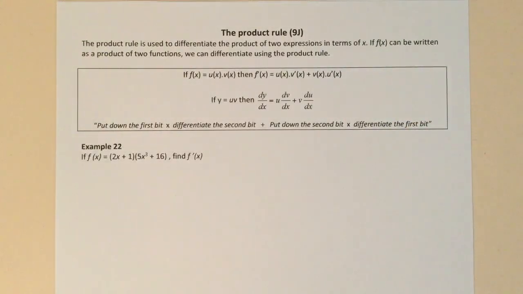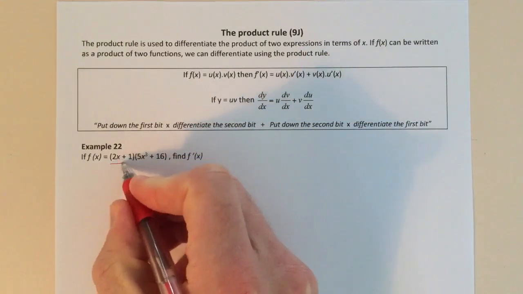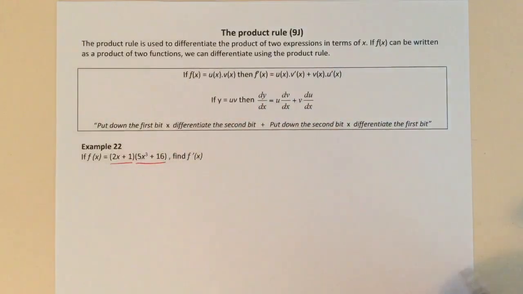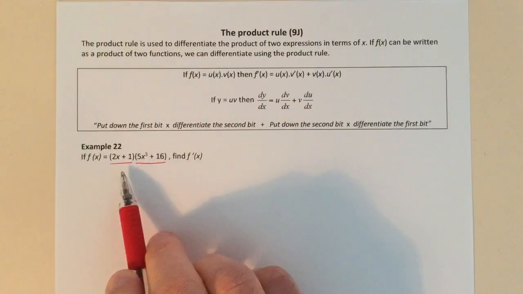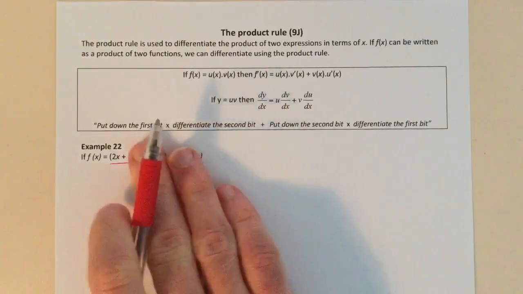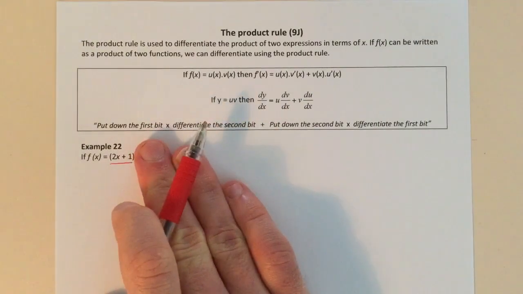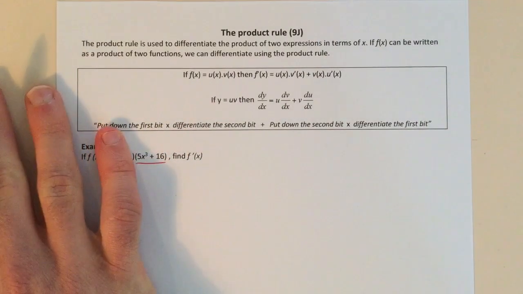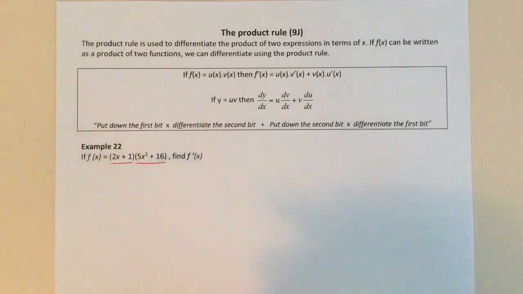So let's get stuck into some examples and hopefully you'll get the hang of how this works. Remember that you're only ever using the product rule when you can see that the original function is the product of two separate functions. So in example 22 here, we've got f of x equals 2x plus 1 times 5x cubed plus 16. Each of those two parts on its own would still be a function. The function f of x equals 2x plus 1 is a function, and f of x equals 5x cubed plus 16 would be a function on its own as well. And they're being multiplied together.